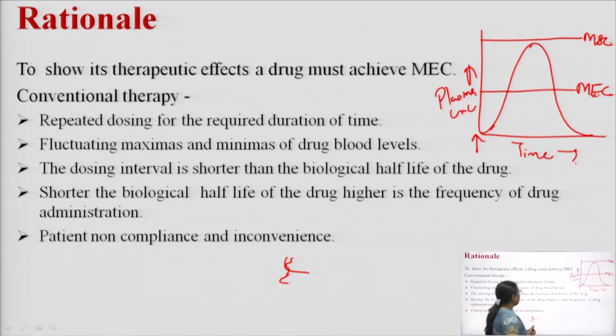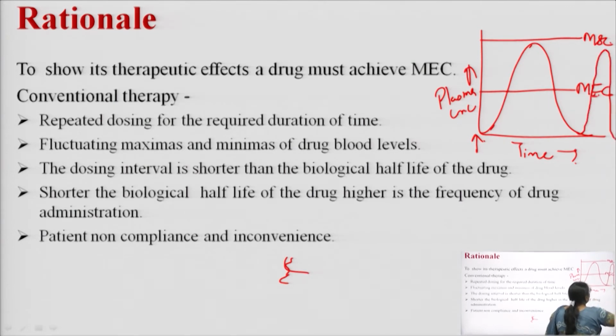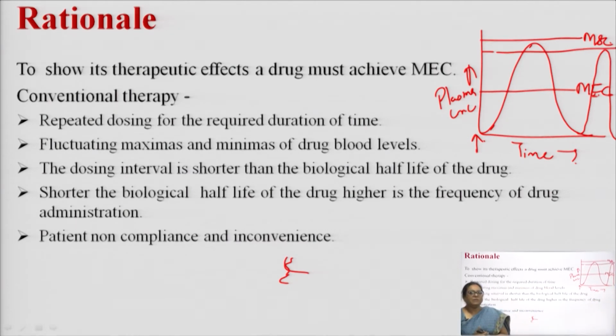Therefore, in case of a conventional drug delivery system, we need to administer regular dosing of the drug at subsequent time intervals in order to maintain the plasma concentration within the therapeutic range, that is between the minimum effective concentration and the maximum safe levels. So, maintaining this plasma drug blood level in the therapeutic range of the drug product requires repeated dosing of the drug for the required duration of time, right.